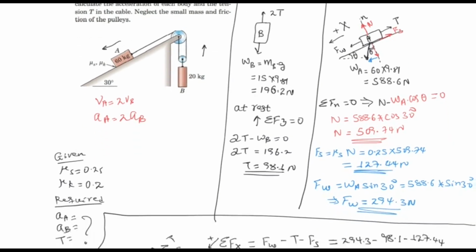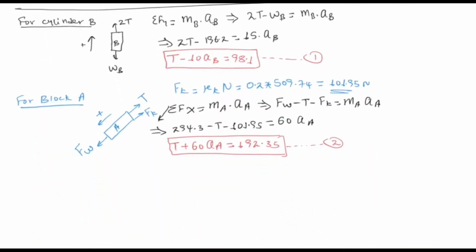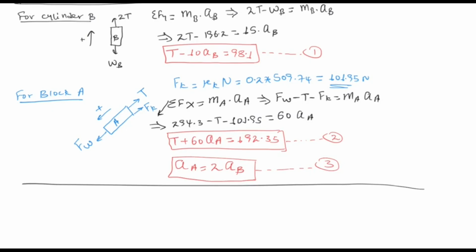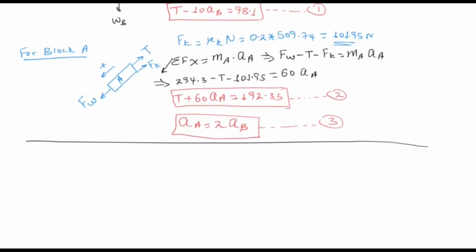So considering this as it is, let's add one more equation, that is acceleration of A is 2 times acceleration of B. So this is the third equation. Now we have 3 equations and 3 unknowns. The unknowns are tension, acceleration of A, and acceleration of B. If you solve these equations simultaneously, finally we'll get the values of each acceleration and the tension force.